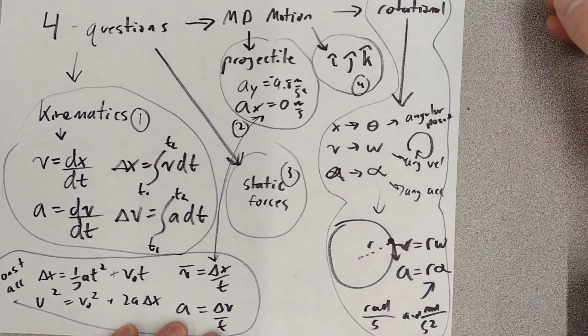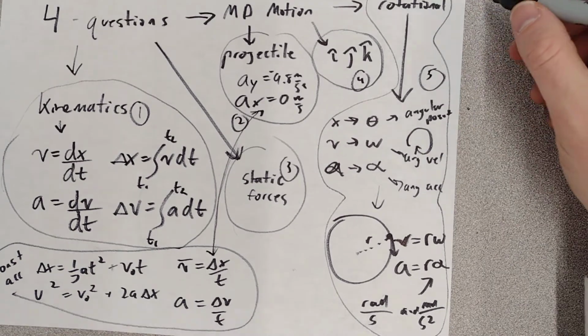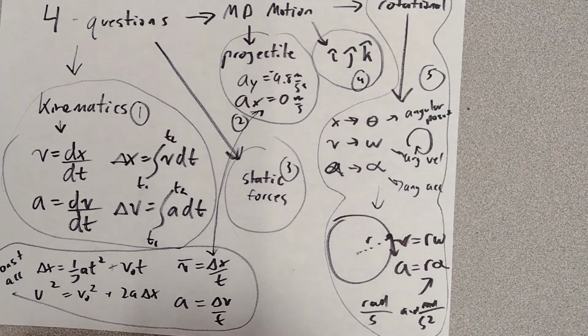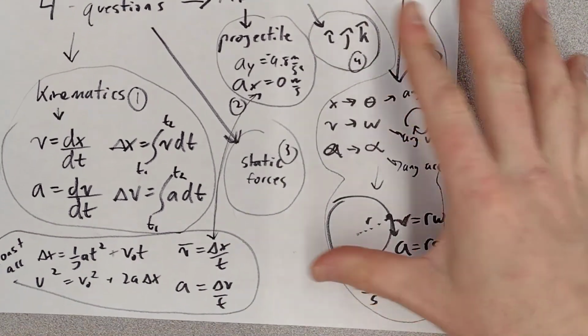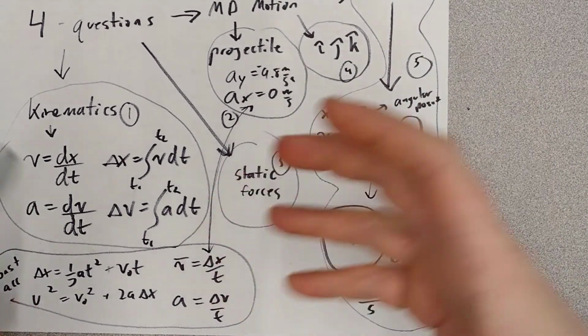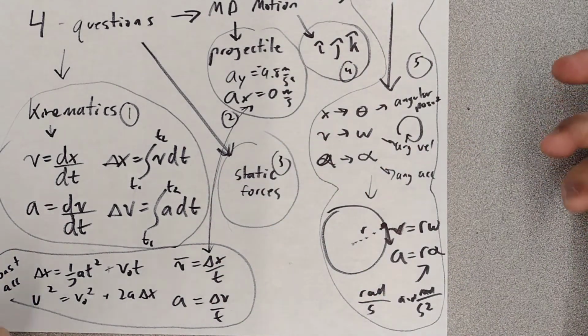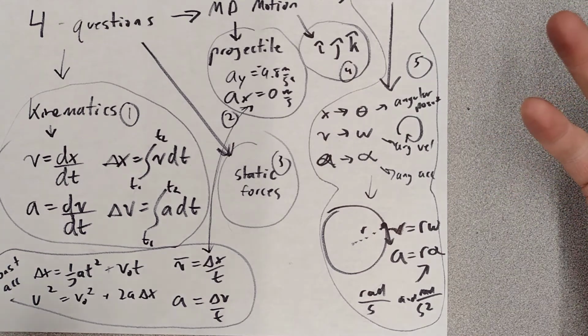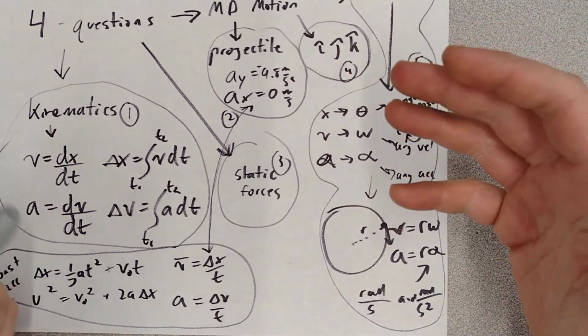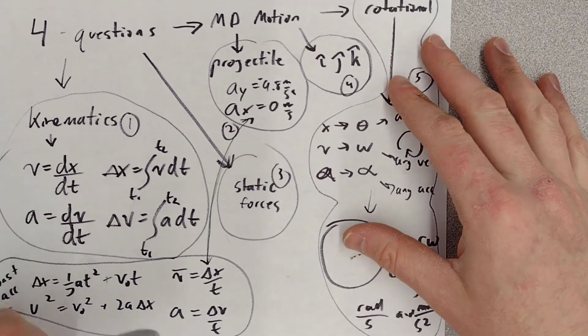IJK is 4, and rotational is 5. So I have 5 different areas that we could draw from, but only 4 questions. So it's a little bit of a guessing game here. What's it going to be?